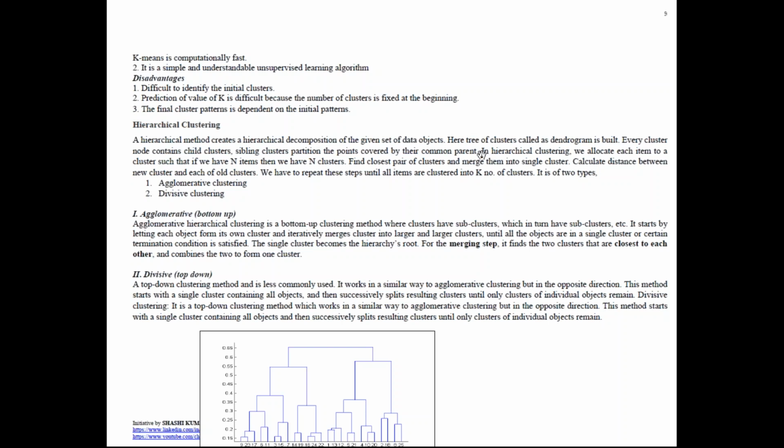So here a tree-like structure, called a dendrogram, is built. Every cluster node contains child clusters, and sibling clusters partition the points covered by their common parent. So here what happens is I start with a main data set and it is further clustered into my samples, and then towards the end I put them together into a cluster.